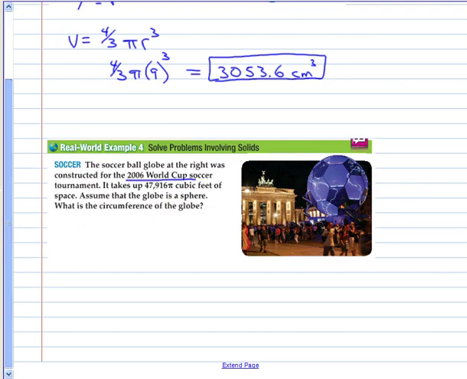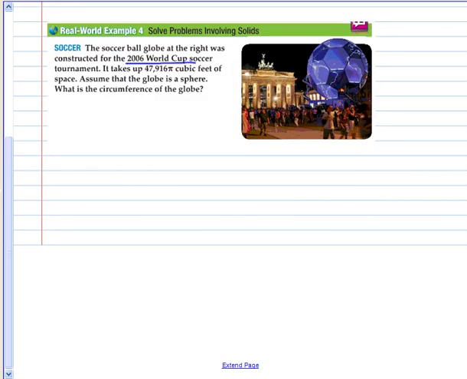World Cup soccer. I know a lot of you are probably soccer fans. The soccer ball globe at the right was constructed for the 2006 World Cup soccer tournament. It takes up 47,916 pi cubic feet. There they have given us an exact value of space. Assume that the globe is a sphere. What is the circumference of that globe?